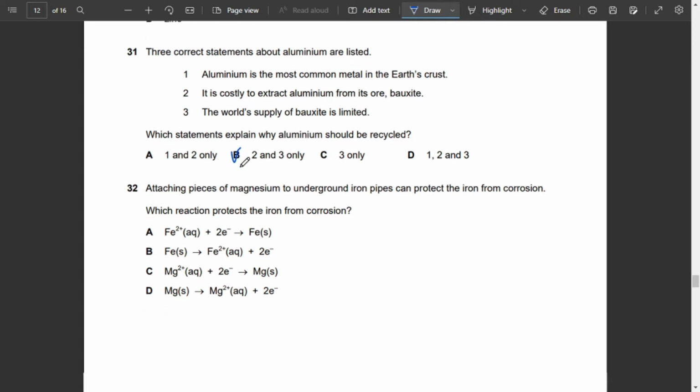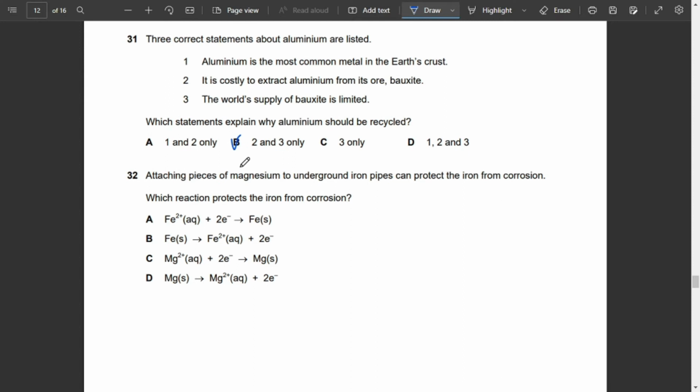Moving on to MCQ number 32. Attaching pieces of magnesium to underground iron pipes can protect the iron from corrosion. Which reaction protects the iron from corrosion? So a few reactions are given to us over here, which are mainly about corrosion, and it comes from the chapter of electrochemistry.